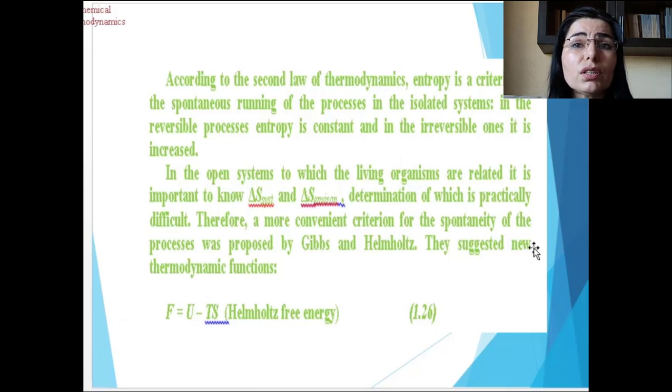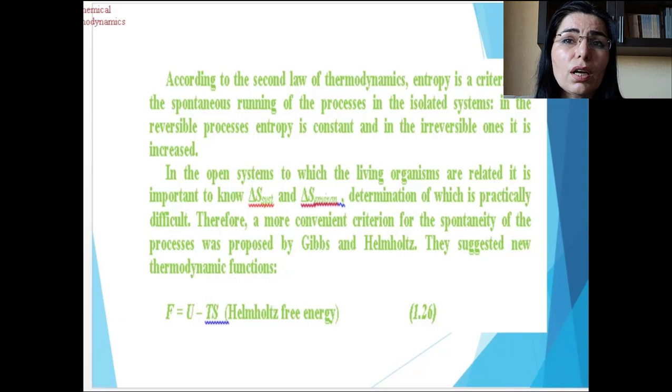According to the second law of thermodynamics, entropy is a criterion of the spontaneous running of processes in an isolated system. In reversible processes, entropy is constant, and in irreversible ones, it increases. In open systems, to which living organisms are related, it's important to know delta S system and delta S environment, the determination of which is particularly difficult. Therefore, a more convenient criterion for the spontaneity of the process was proposed by Gibbs and Helmholtz.